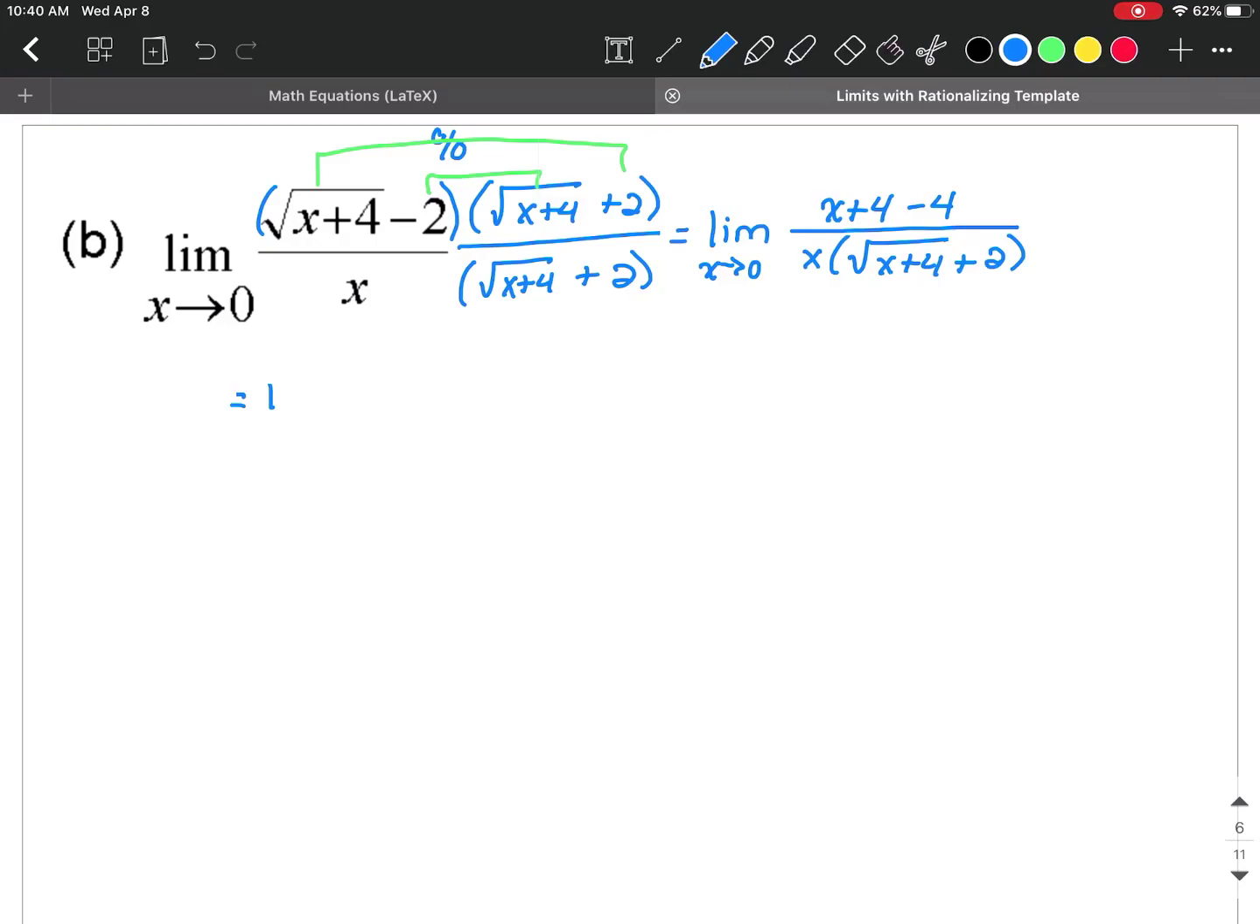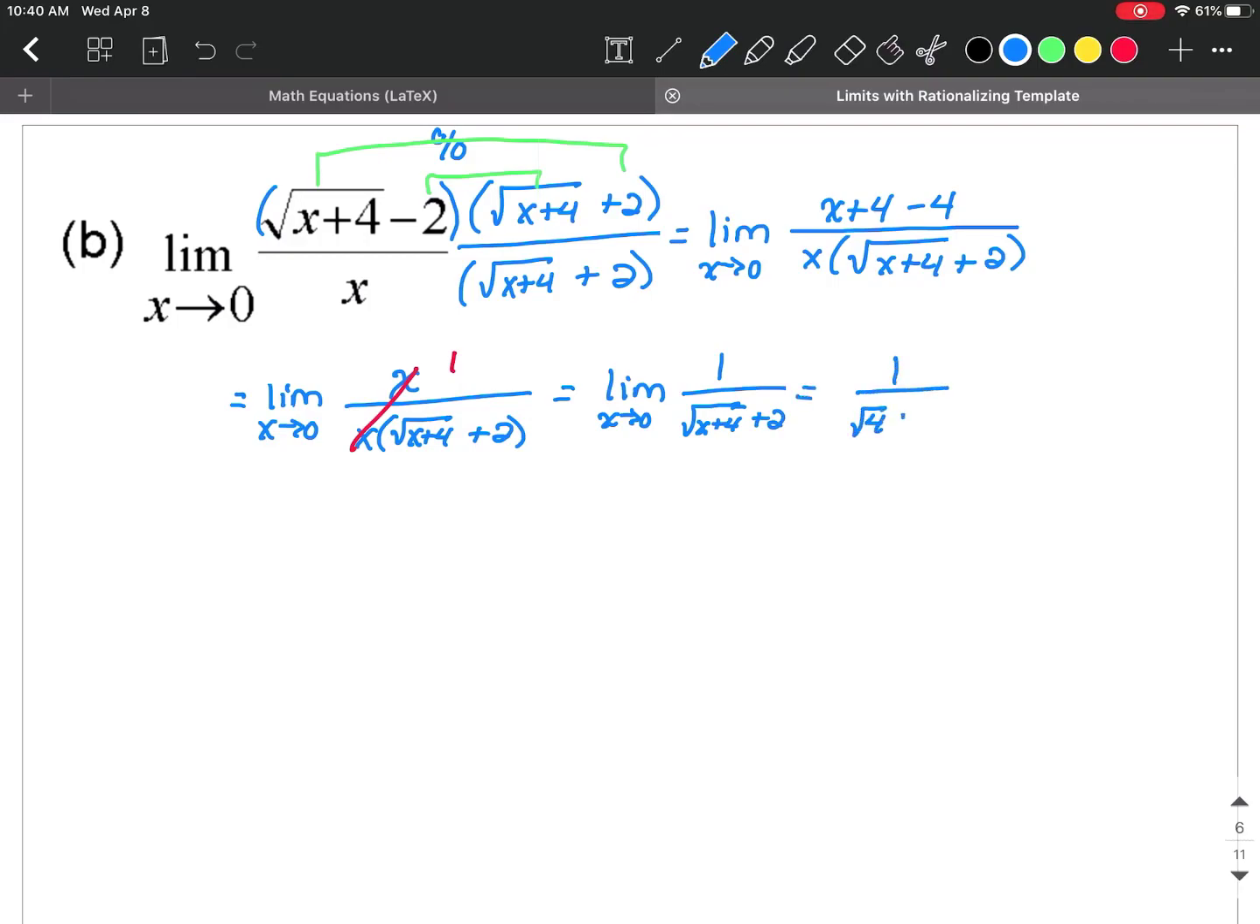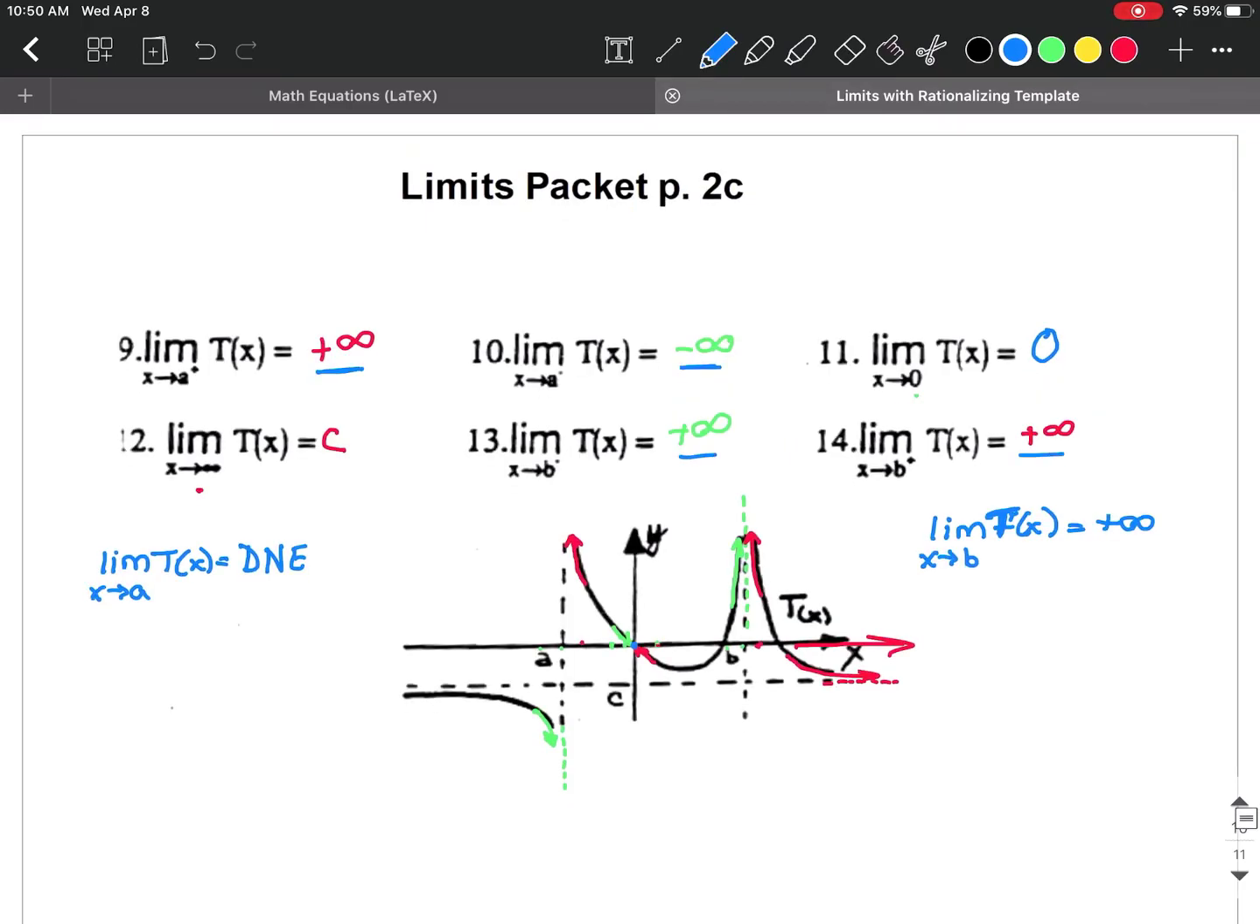So now I'm looking at the limit as x approaches 0 of x all over x times the quantity, the square root of x plus 4 plus 2. The x's are going to divide out to 1. That's going to leave us the limit as x approaches 0 of 1 over the square root of x plus 4 plus 2. So we have 1 over the square root of 4 plus 2, which is 1 over 2 plus 2, or 1/4. All right, guys, we did quite a lot today. Good luck, and hope everything's going well.